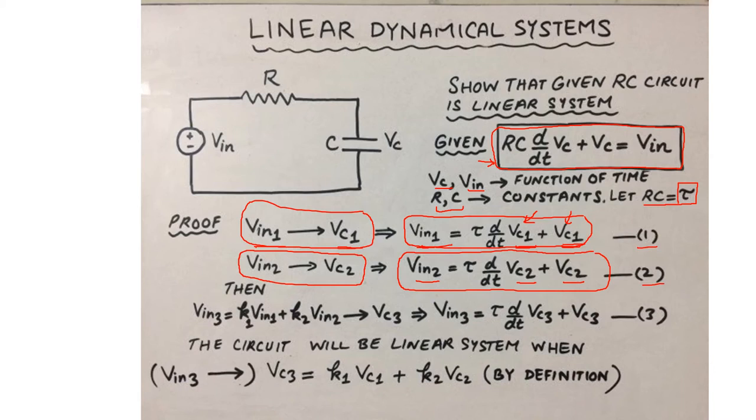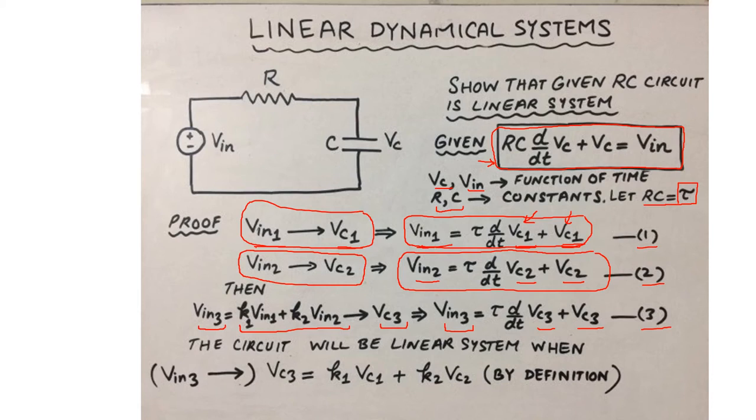And then if we define a third input, let's say Vin3, which is the weighted sum of the two inputs, k1 times Vin1 plus k2 times Vin2, then suppose this input gives us an output VC3. Then the differential equation will be satisfied by replacing the input with Vin3 and the output with VC3. That defines our equation number 3.